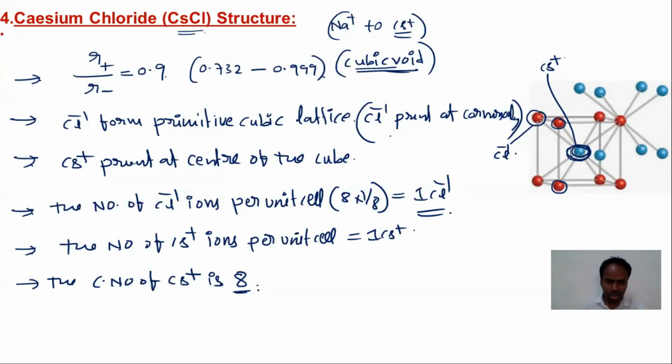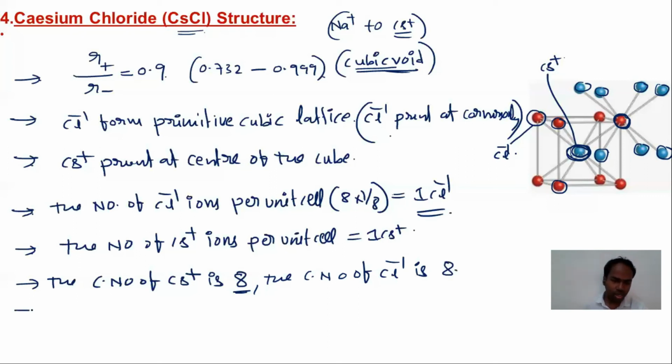So now come to the coordination number of Cl minus. Cl minus is present at the corner. So this corner is common for how many unit cells? Total 8 unit cells. Every unit cell has one center. Each center has one Cs plus. So these are the centers of 8 unit cells. Total around Cl minus, how many Cs plus ions are there? Total 8. So the coordination number of Cl minus is also 8.